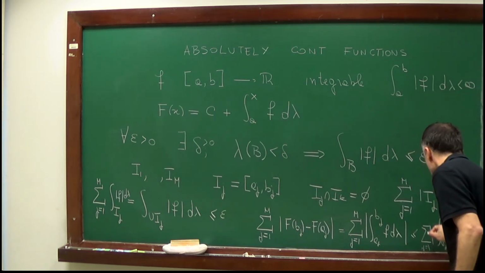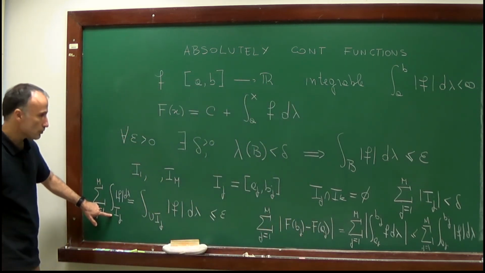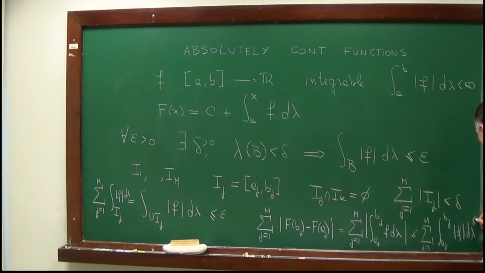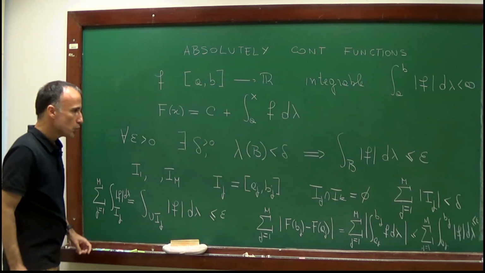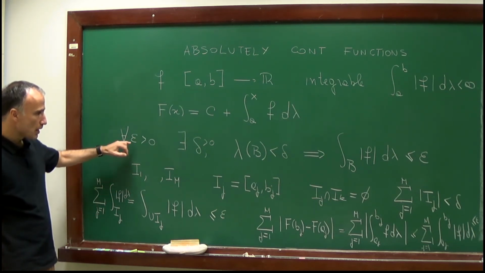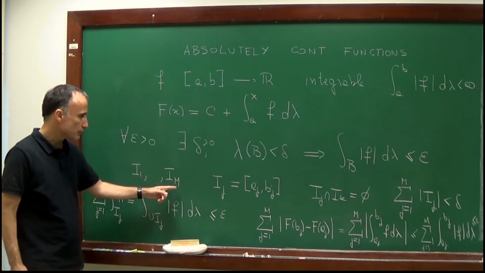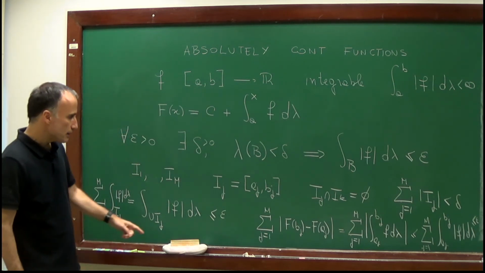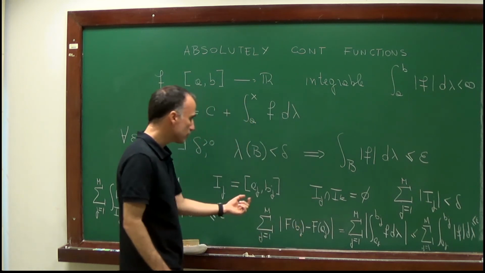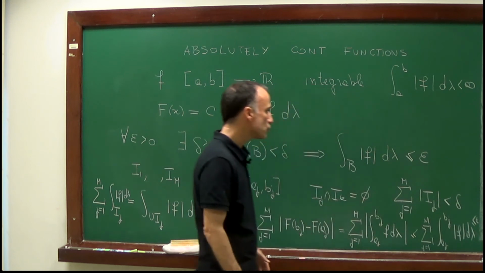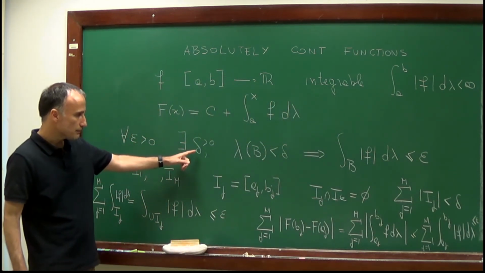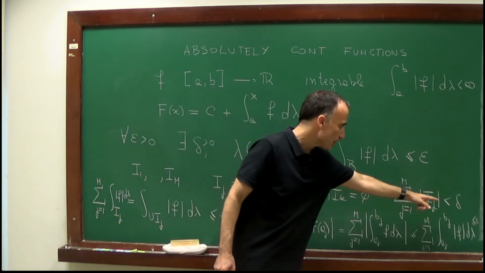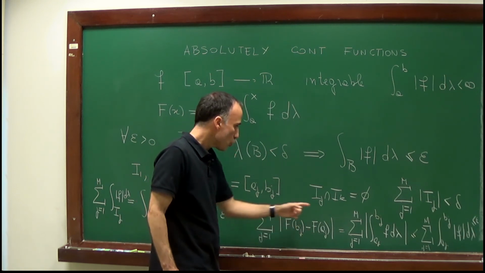And now, let's recall that the sum of the integrals over the intervals I_j of f is bounded by epsilon. So what did we prove for this function? Well, we proved that for any given epsilon, if I have a finite family of intervals which are disjoint and whose total length is bounded by delta, then the sum of the increments of the function over the intervals I_j is bounded by epsilon. So we proved that for any epsilon, I can find a delta such that if I have a family of disjoint intervals whose total length is bounded by delta, then the sum of the increments of my function F over these intervals is bounded by epsilon.